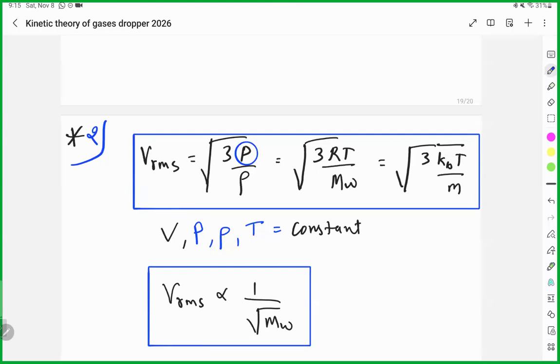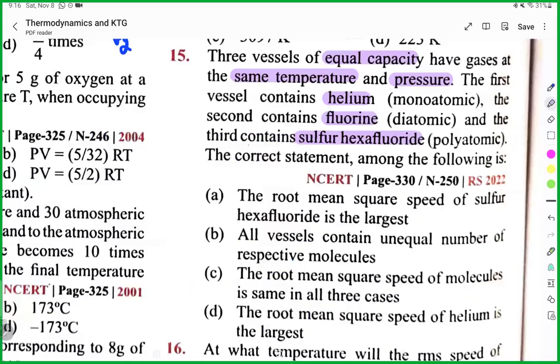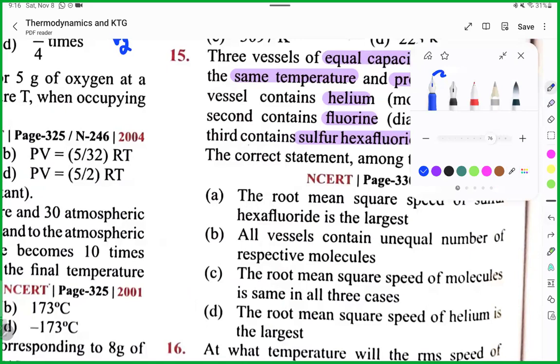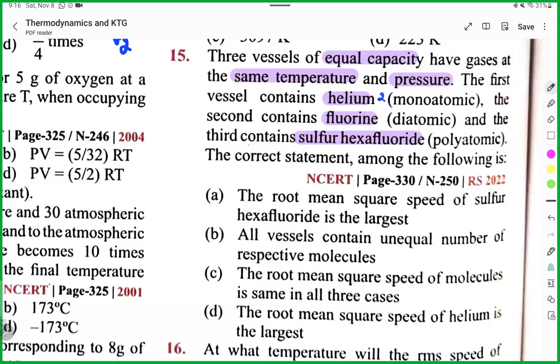If you have a lighter gas, light particles move fast. If you have heavy gas, heavy particles move very slow. Logically, this is correct. Less mass, more speed. Now, all of you tell me this answer. What is the helium mass? 2. What is the fluorine mass? I guess 19. What is hexafluoride? Too much, like 32 plus 6 into 19, too much.